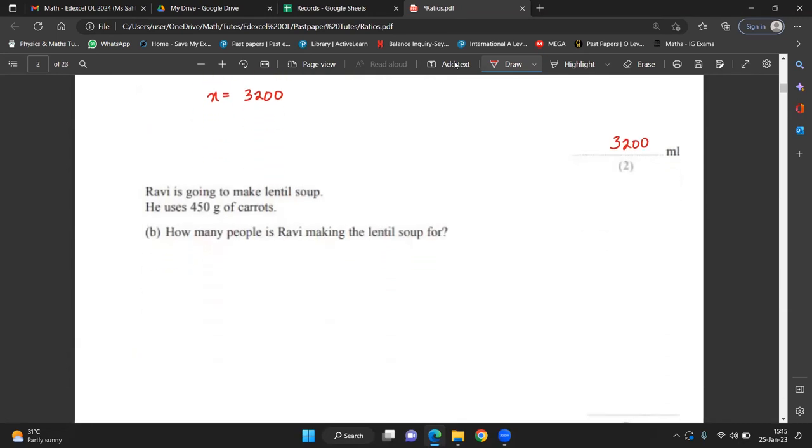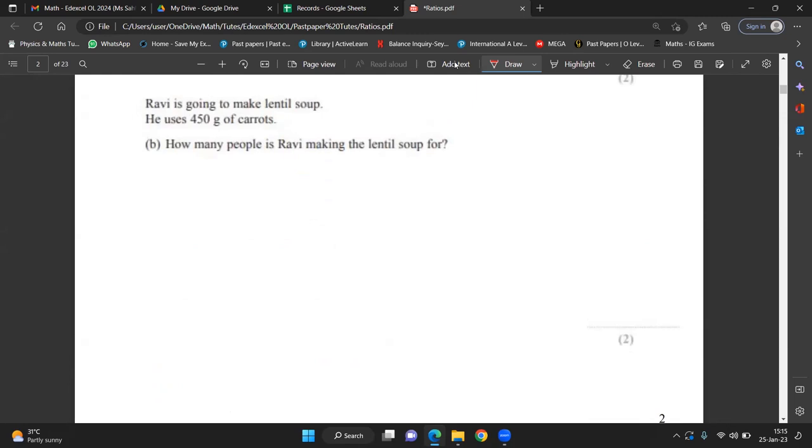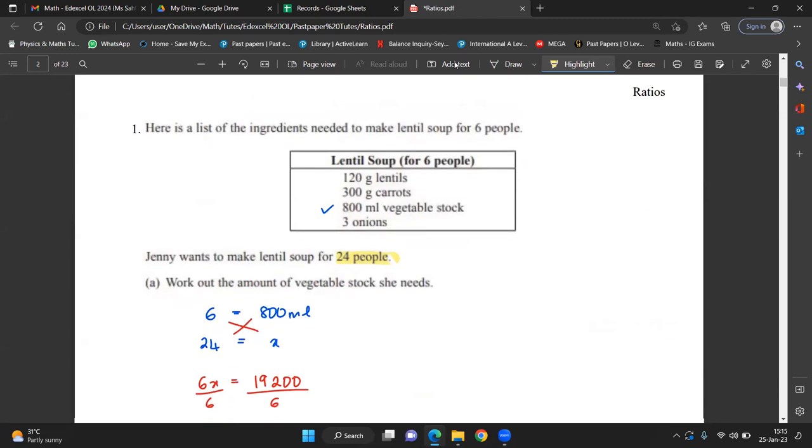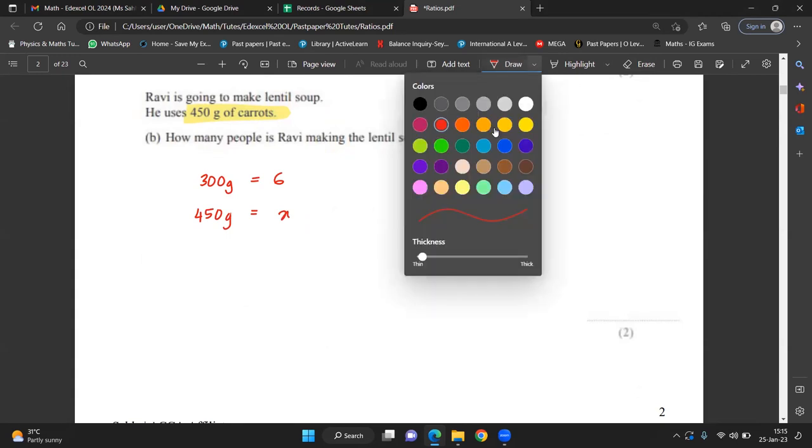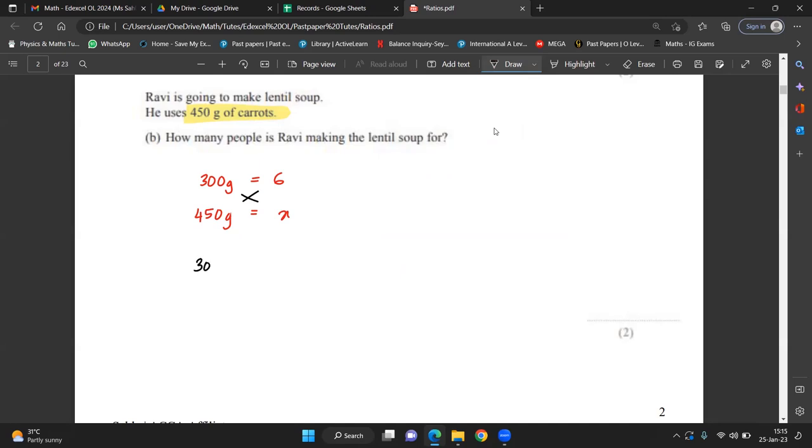Right. Ravi is going to make lentil soup. He uses 450 grams of carrot. Underline 450. How many people is Ravi making the lentil soup for? In your ingredients list, this time, which ingredient are you going to look at? Carrots. So we will look at carrots. 300 grams is enough for how many people? Six. So we would say 300 grams is for six people, then 450 grams will be for x people. Okay? Cross multiply. Two thousand seven hundred. Yeah? Okay. So Ravi has made soup for how many people? Nine people. Easy 2 marks. Understood? If anybody has a question, let me know.